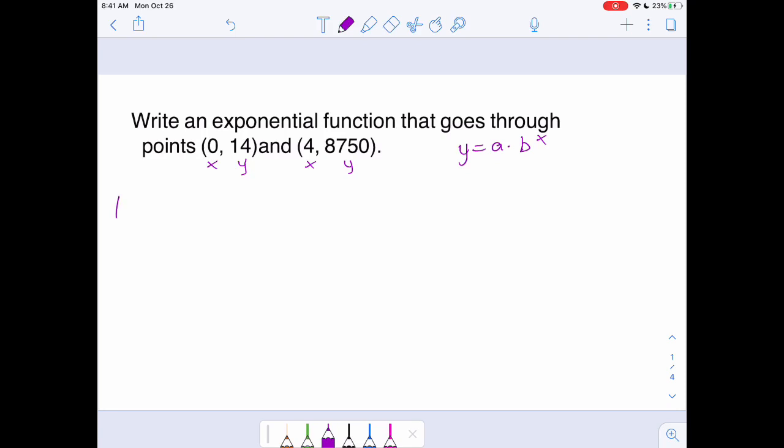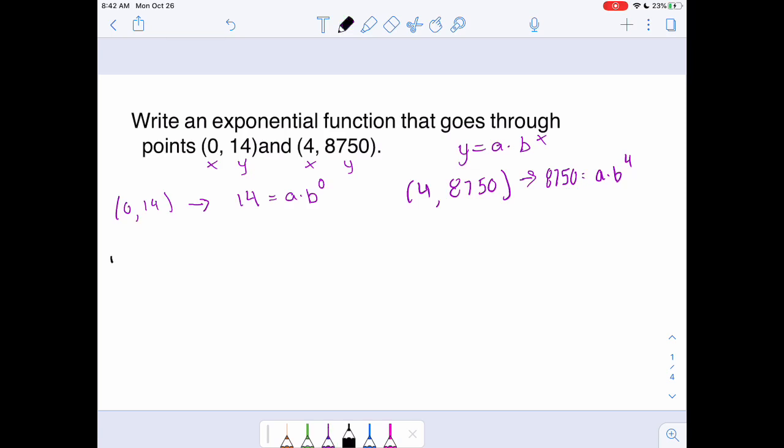So using the point (0, 14), we're going to set up an equation, putting 14 in the y spot and 0 in the x spot. And then using the point (4, 8,750), we're going to set up another equation. Again, 8,750 goes in the y spot and 4 goes in the x spot.